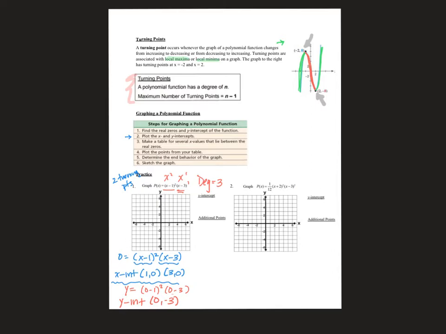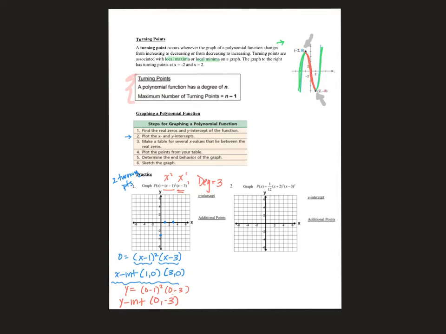So let's go through and plot these points. So I'm going to have a point at (1, 0) and a point at (3, 0). And again, those represent my x-intercepts and also my zeros. Those numbers or words are interchangeable. My y-intercept is going to be down here at (0, -3).